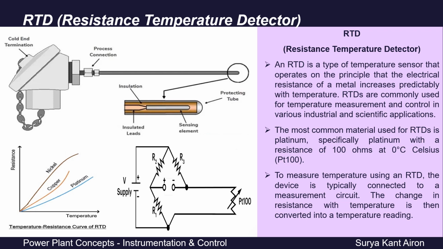However, this resistance cannot be directly used as a temperature reading. So to measure the temperature using an RTD, the device is connected to a measurement circuit. The measurement circuit converts this resistance value into a corresponding voltage output using either a Wheatstone bridge or a constant current source. Different metals behave differently when exposed to temperature. An RTD could be made up of platinum, copper or nickel. The platinum RTD, Pt100, is the most commonly used RTD in the power plant industry.